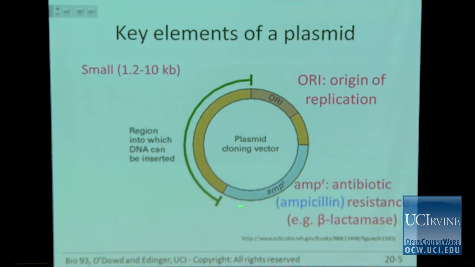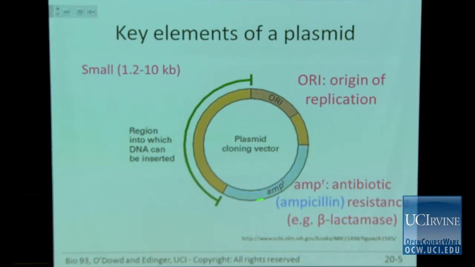They also have a selection gene. Often these are antibiotic resistance genes. The one shown here is the ampicillin resistance gene. This is a gene that produces the protein beta-lactamase. Beta-lactamase is an enzyme that inactivates antibiotics in the penicillin family. So ampicillin is related to penicillin, and it's inactivated by this enzyme, beta-lactamase.